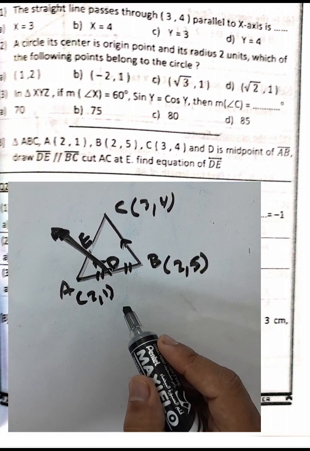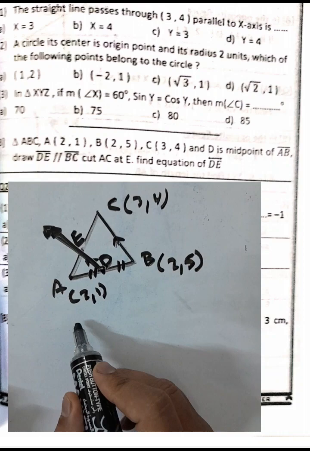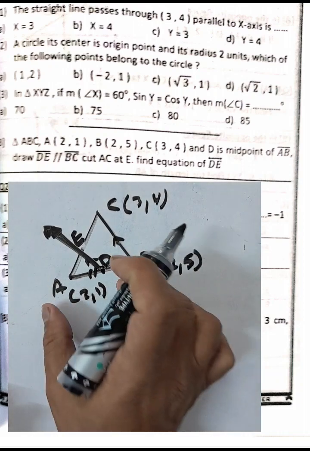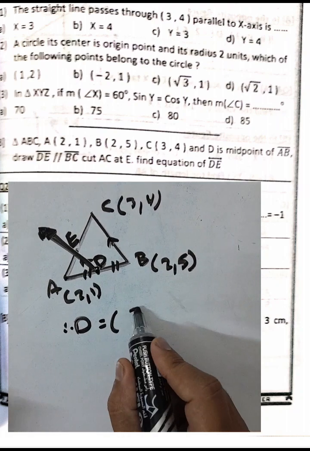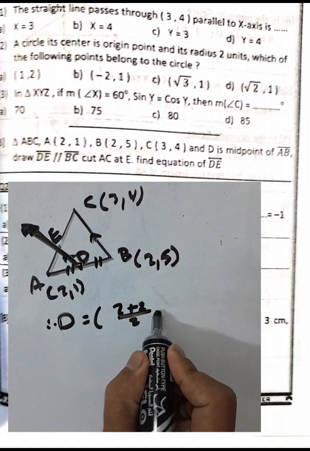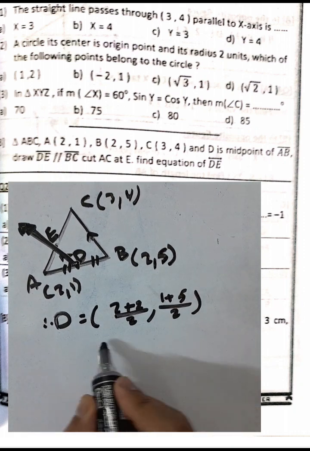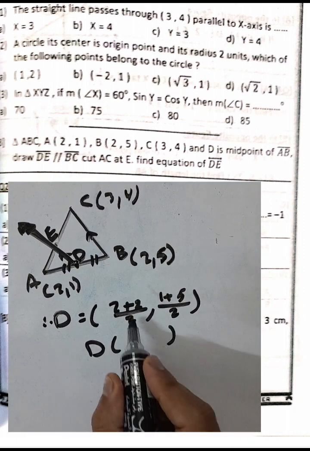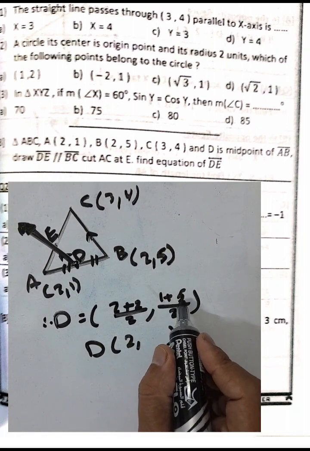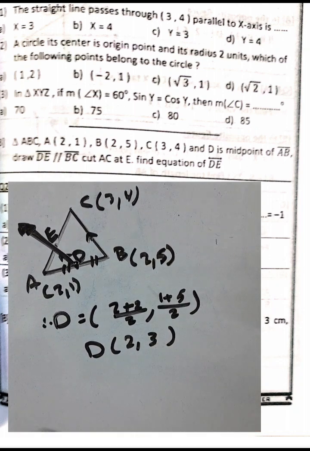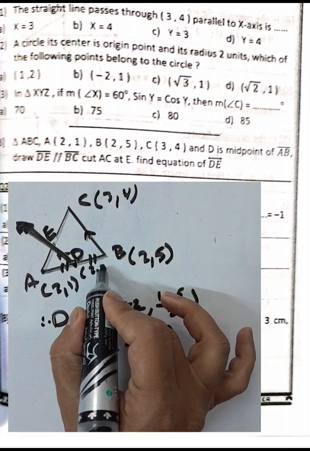First we can find the coordinates of the point D. D lies in the middle between A and B. Then D will be (2 plus 2 divided by 2, and 1 plus 5 divided by 2). 2 plus 2 is 4, divided by 2 equals 2. 1 plus 5 is 6, divided by 2 equals 3. Then the coordinates of point D will be (2, 3).